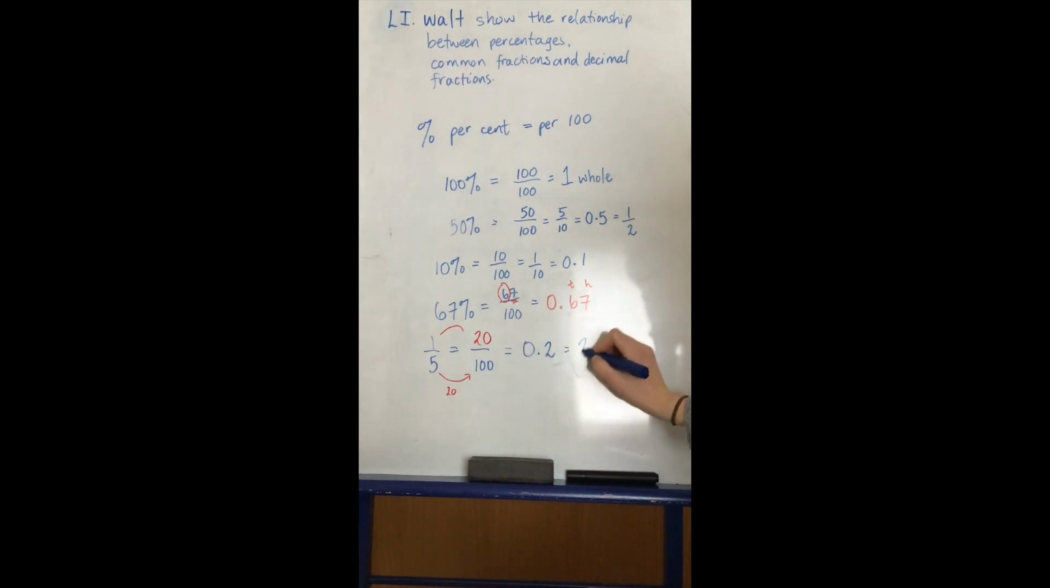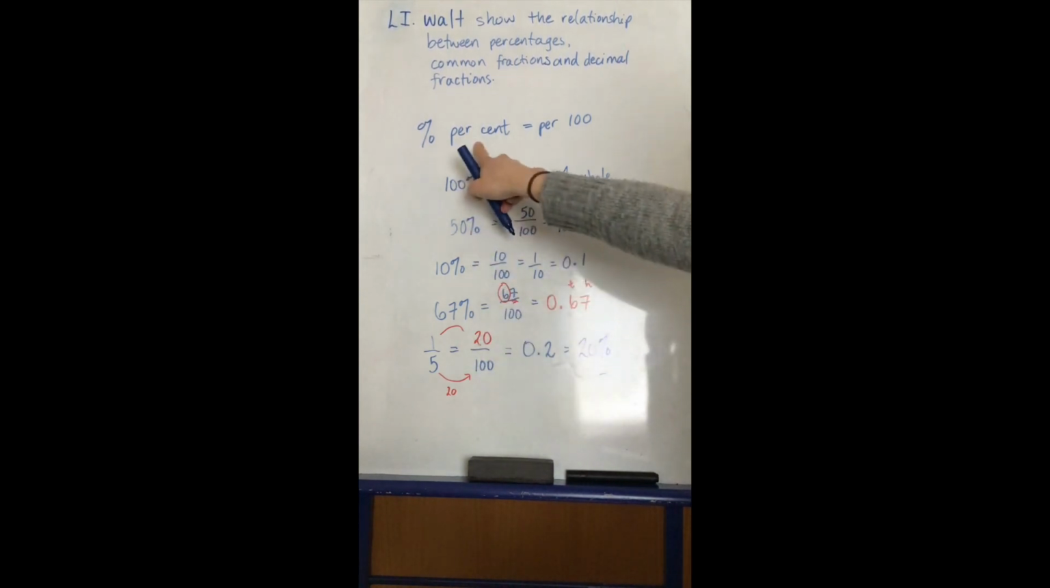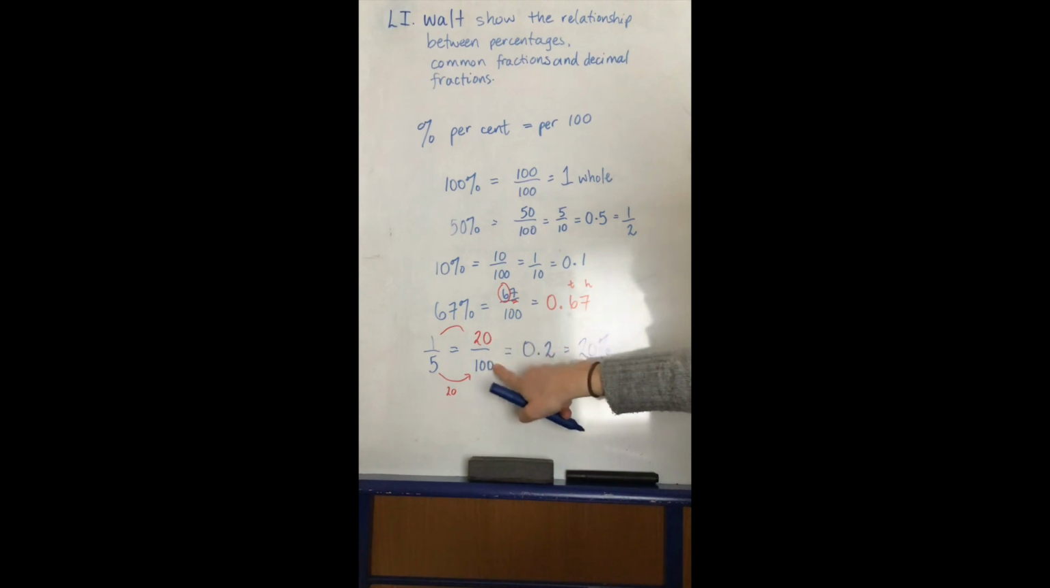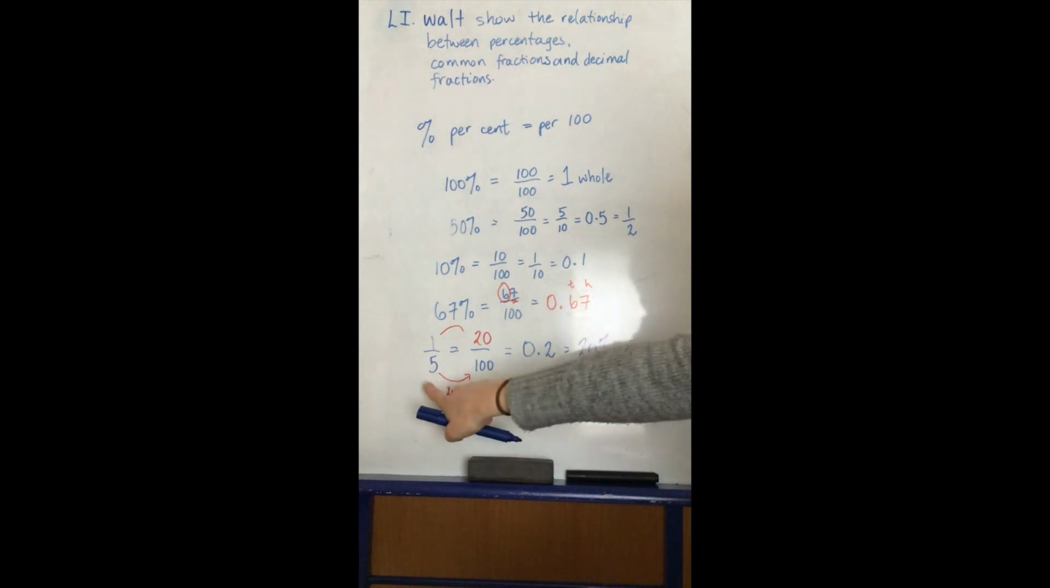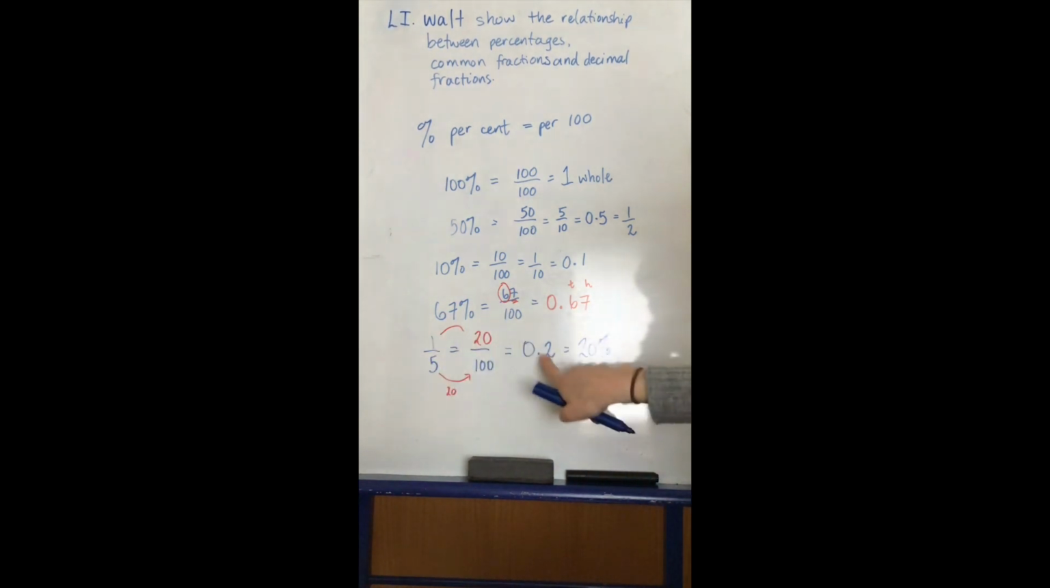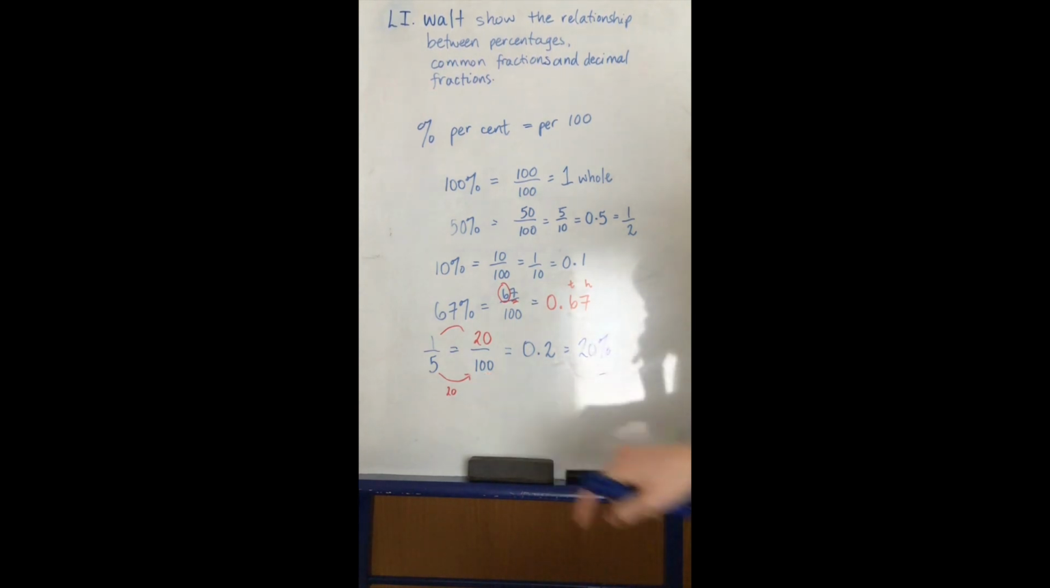It's also equal to 20%, because we've said that percent is per 100, so 20 per every 100 is equal to 20%. So all of a sudden, everything's getting tied together. We're going from common fractions to decimal fractions to percentages, with a step to over 100 in the middle, because it does make our lives a little bit less complicated. So they are all related.